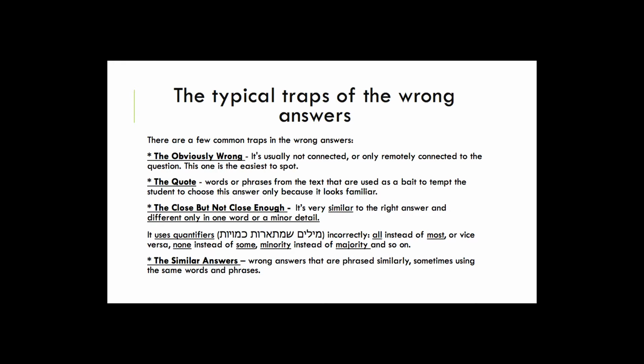A. It looks very similar to the right answer. In fact, it's different only in one word or a minor detail. As with the previous trap, a careless reader may fail to distinguish the difference between this answer, and the right one, thus falling into the trap of the close but not close enough. B. It uses quantifiers, מילים שמתארות כמויות, in an incorrect way. For example, if the text says that most teenagers drink before the age of 15, the wrong answer will say that all teenagers drink. So all instead of most, or vice versa, להפך. None instead of some, minority instead of majority, and so on.